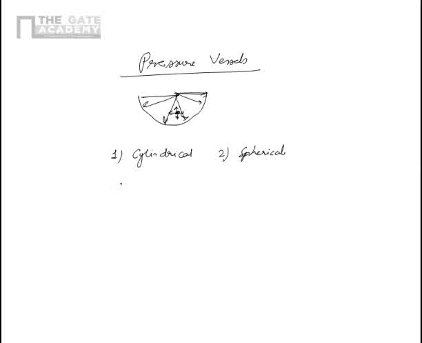Cylindrical pressure vessels are used to store liquids. Liquids have pressure increasing along the depth, which means as the depth of the fluid increases, pressure increases. Spherical pressure vessels are better to store gases at very high pressure, because in gases it doesn't matter, the pressure is equal everywhere. Now let's analyze the first one, which is the cylindrical pressure vessel.